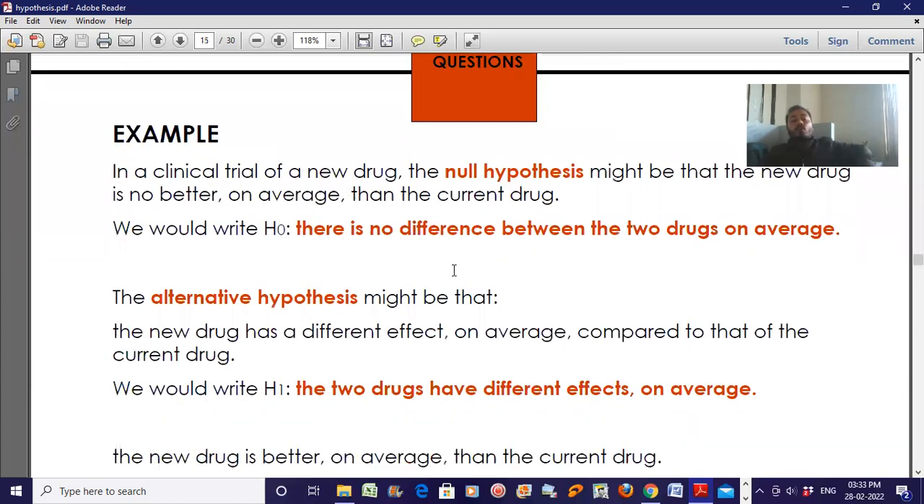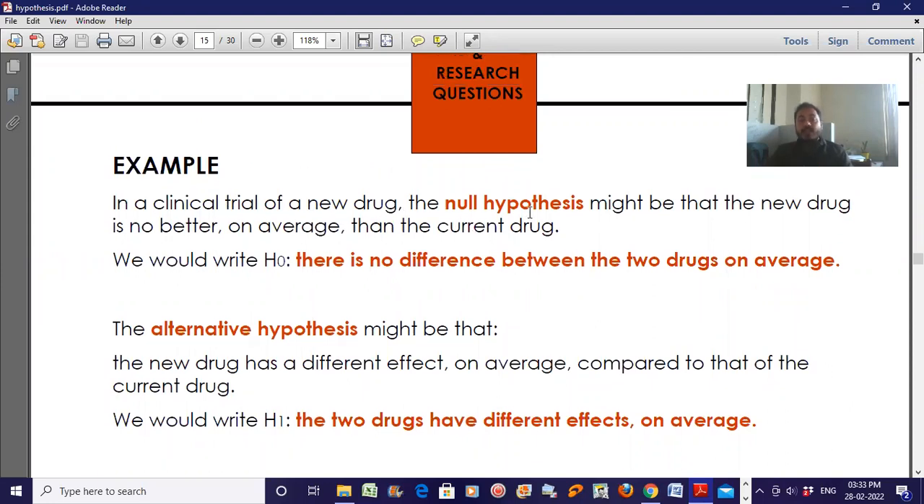Now let's come to an example. Say in a clinical trial, I hope you can see my screen. So in a clinical trial of a new drug, the null hypothesis might be that the new drug is no better on average than the current drug. ये हमारा suppose null hypothesis है. तो हम कैसे लिखेंगे? How do we write this? Like this: H naught colon, there is no difference between the two drugs on average.